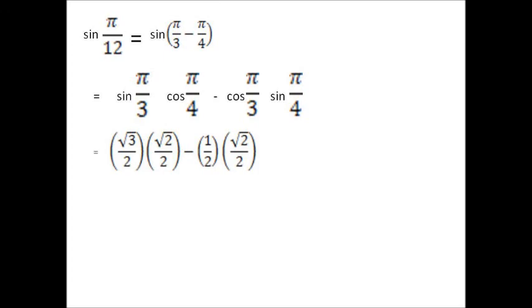Using the information from the unit circle, we know that sine of pi over 3 is square root of 3 over 2, and cosine of pi over 4 is square root of 2 over 2, and cosine of pi over 3 is 1 over 2. Once we multiply those out, we get our answer of square root of 6 over 4 minus square root of 2 over 4, which then simplifies to square root of 6 minus square root of 2 over 4. Now we can move on to the next problem to get to the next step.